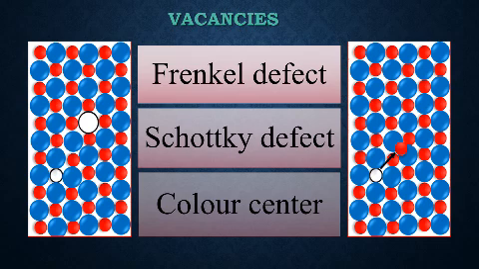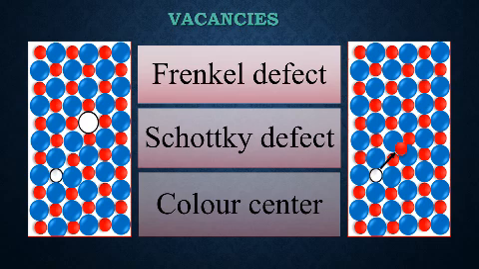The figure on the left side shows the Schottky defect, in which a pair of positive and negative ions are missing. This type of defect is known as Schottky defect. The figure on the right side gives the Frenkel defect, in which an atom or ion occupies an interstitial position. This type of defect is the Frenkel defect.